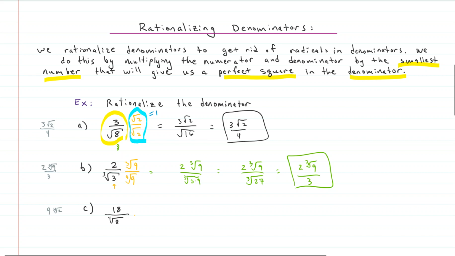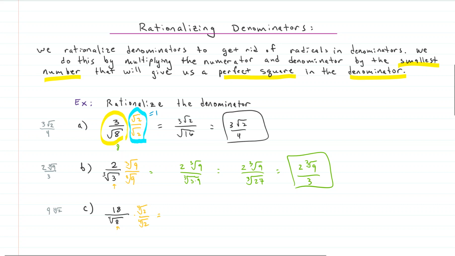How about this next one? We have an 8 and we have a 4th root. Let's see, we need to make 8 into something that is raised to the 4th power. Well, 8 times 1 is 8. 8 is not something raised to the 4th power. 8 times 2 is 16. 16 is something raised to the 4th power. So let's do the 4th root of 2 over the 4th root of 2.